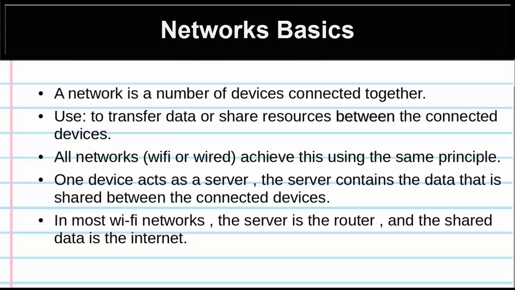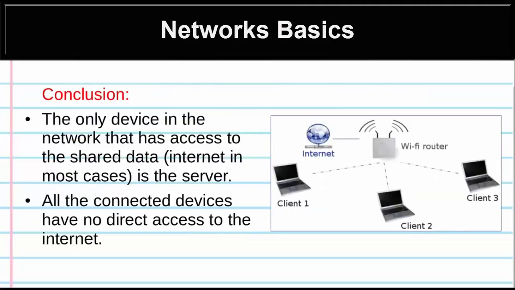So on most Wi-Fi networks, the server is the router, and all devices connect to this router, and they access the internet through the router. So all the devices on the network have no direct access to the internet, as we can see in this diagram. The only device in the network that is connected to the internet is the Wi-Fi router. All the other devices, as we can see here, we have client 1, 2 and 3, have no access to the internet, but they can access it by connecting to the router.